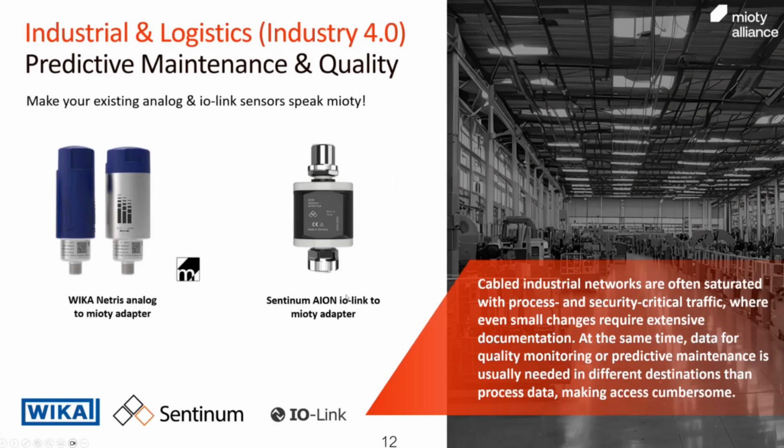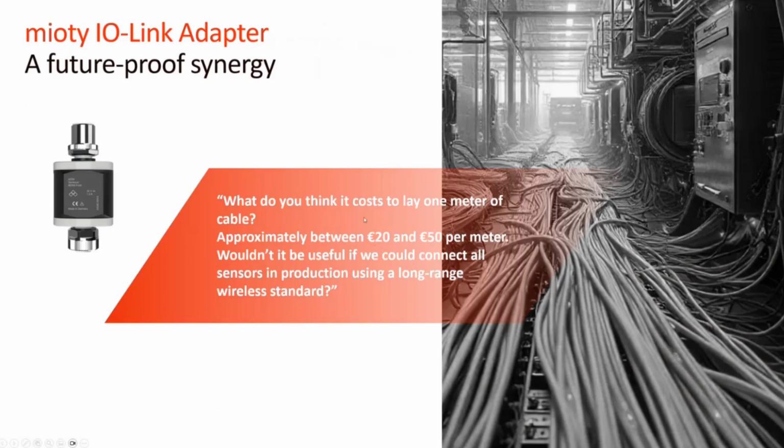The next thing is more the industrial and logistics part for predictive maintenance and quality. So, for example, we have the sensors I mentioned before, like pressure sensors, and an analog to mioty adapter, 4 to 20 milliamps, which is battery powered. We also have from Sentinum the ION, called the ION IO-Link to mioty adapter, where you can connect different IO-Link sensors. So why is this really important?